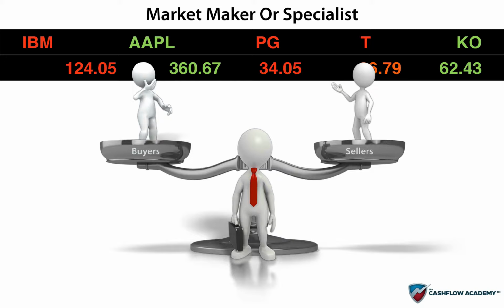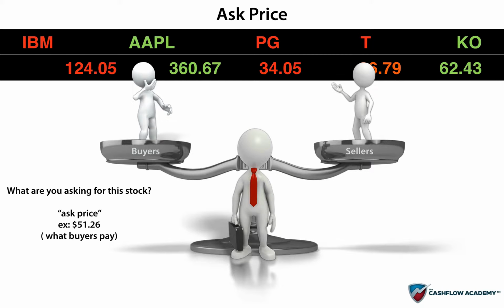So the question that the buyer would be asking of the seller is very simple. The buyer would ask, hey, what are you asking for this stock? And the seller would say, well, my ask price is $51.26. So that's the question he's asking. Hey, seller over here, what are you asking for this? And the seller says, my asking price is $51.26. So there's an asking price for stocks.